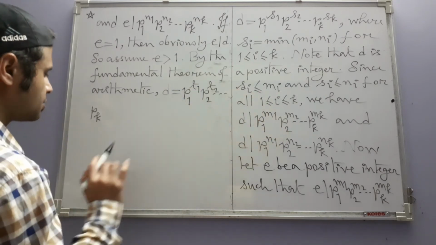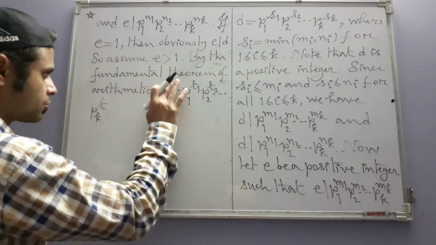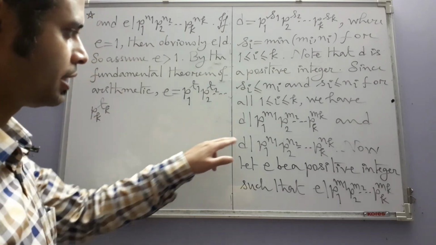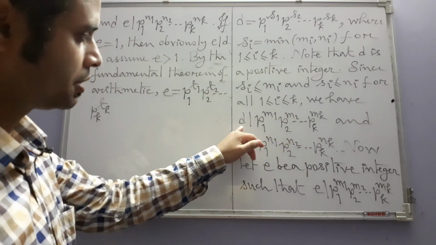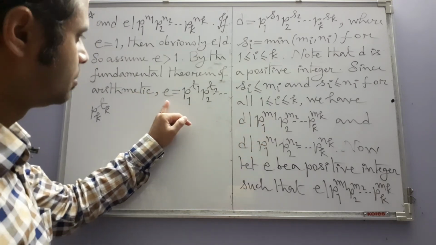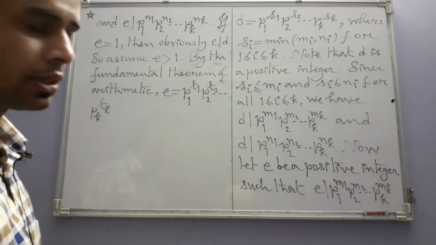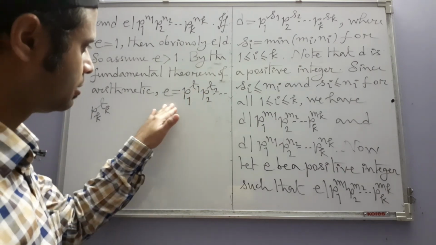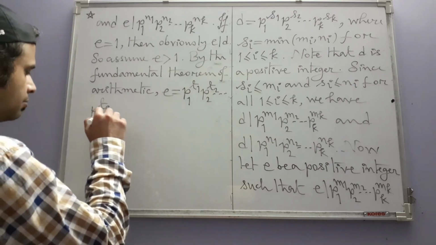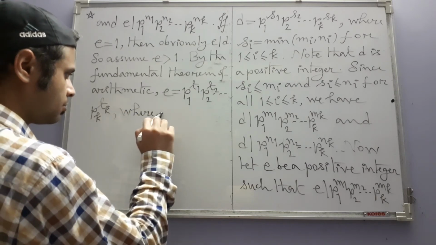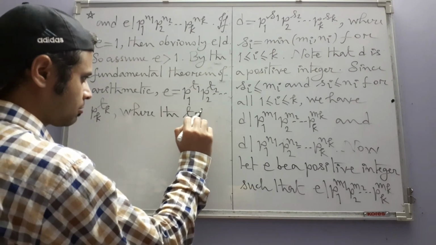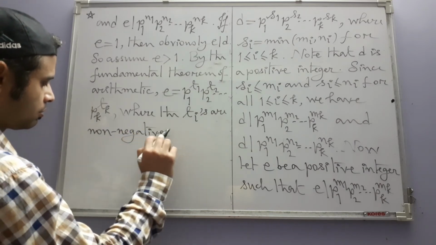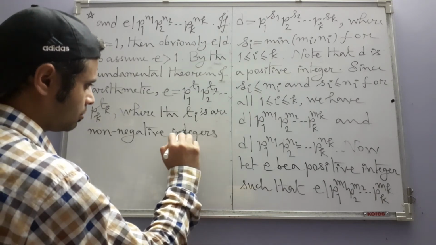So we have used only these primes in the prime factorization of E. To account for the fact that maybe all the pi's are not actually present in the factorization of E, we will allow these ti's to be non-negative, so that some of them can be 0 and those corresponding primes will not appear in this factorization, okay, where the ti's are non-negative integers.